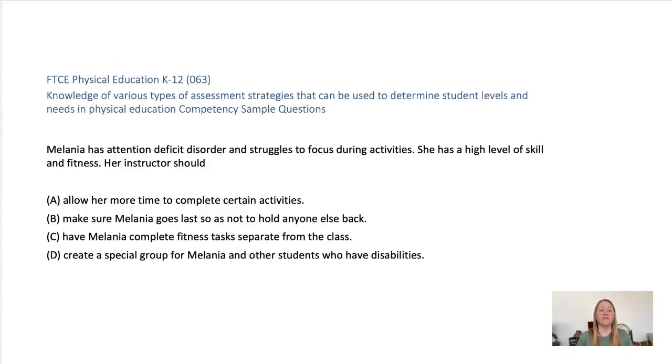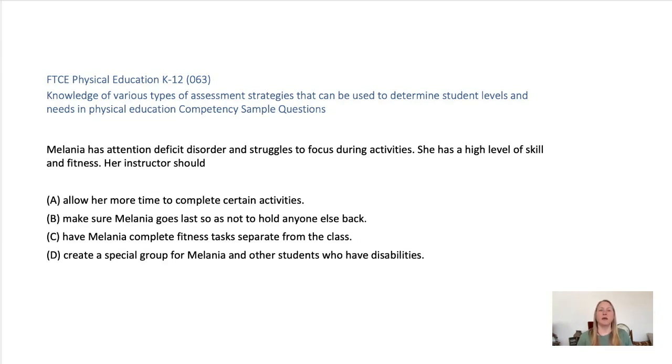Melania has attention deficit disorder and struggles to focus during activities. She has a high level of skill and fitness. Her instructor should A, allow her more time to complete certain activities, B, make sure Melania goes last so as not to hold anyone else back, C, have Melania complete fitness tasks separate from the class, or D, create a special group for Melania and other students who have disabilities.